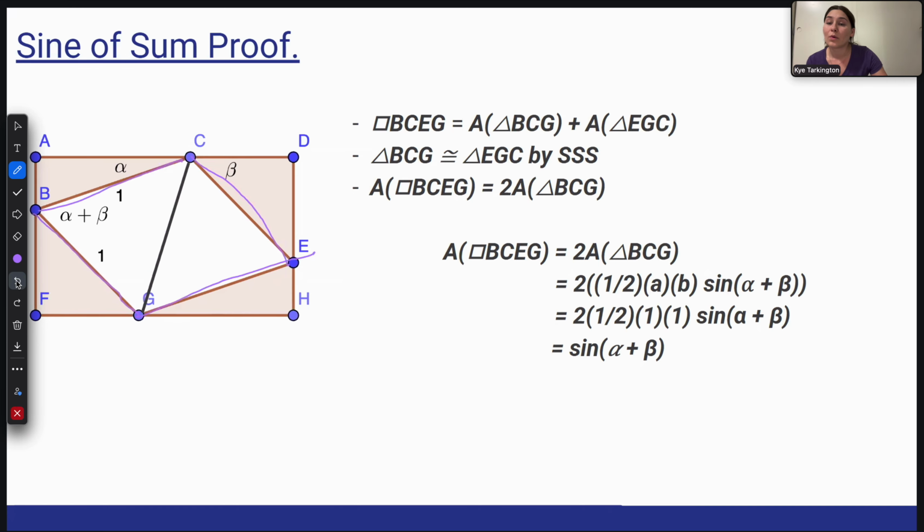And so using that side angle side area formula that I was talking about before the proof, we can do some computations to solve for each of the areas of the triangles. And we ultimately conclude that the area of quadrilateral BCEG is sine of alpha plus beta.